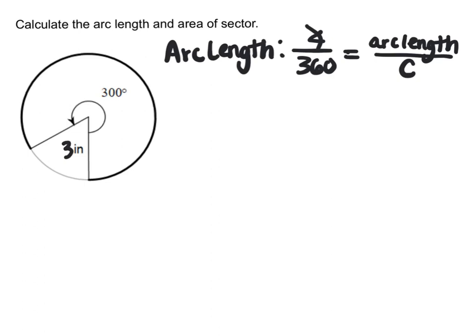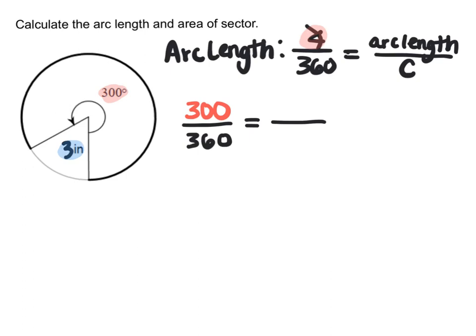So for our next example, for the arc length, we're still using our same formula. So if I set up my proportion, we know that the angle is 300. So we can put 300 on the top over 360. And the circumference we can calculate using the radius of 3.